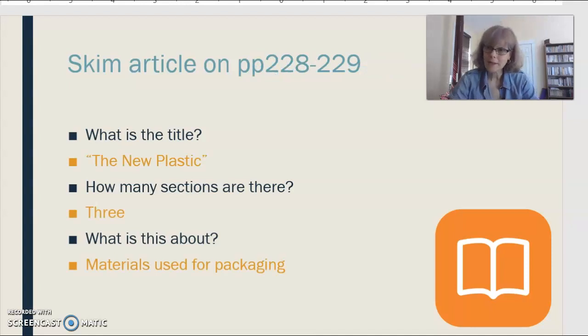So hopefully you were able to see, here's the title, The New Plastic. And there are 3 paragraphs, as I said. Those are sort of the only sections we have here. It's short. And what is this about? Well, when I skimmed quickly, I saw that they were talking about packaging, materials used for packaging. Good. That gives us enough to get started. We've got the topics at least. What are they talking about here?